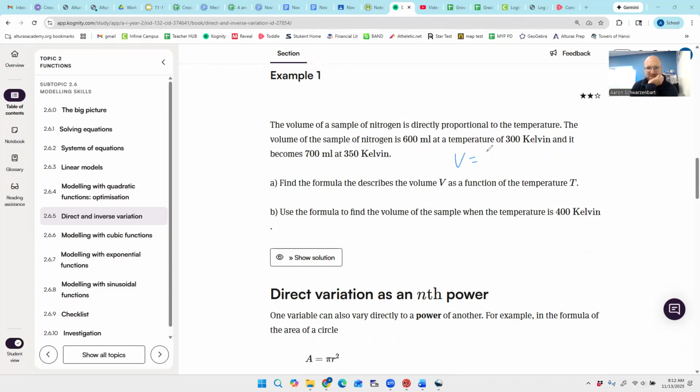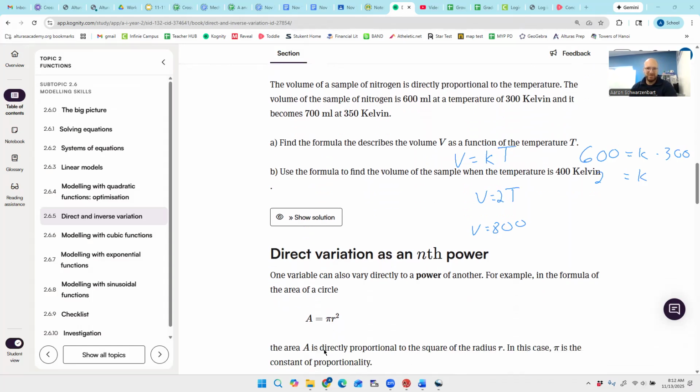So volume is directly proportional to temperature. 600 equals K times 300. K equals 2. I'm not sure why I need the second one. And this would be V equals 2T, so at 400 Kelvin V would be 800. Okay.